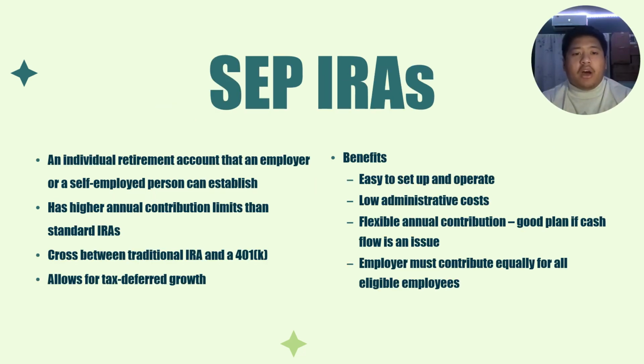Now, the SEP IRA is the Simplified Employee Pension. It's an individual retirement account that an employer or a self-employed person can establish. It often has a higher annual contribution limit than standard IRAs. In a sense, it is a cross between a traditional IRA and a 401k, as it receives employer contributions like a 401k, and contributions are vested immediately like a traditional IRA.